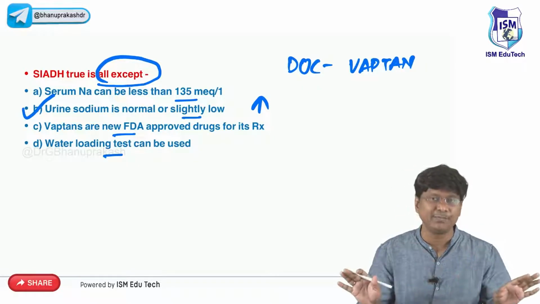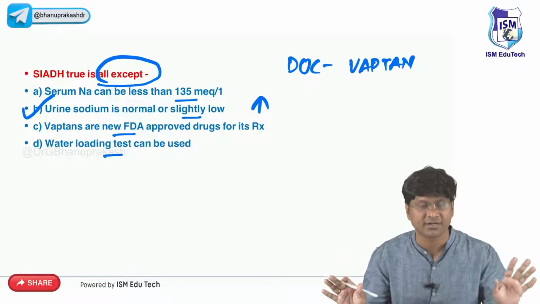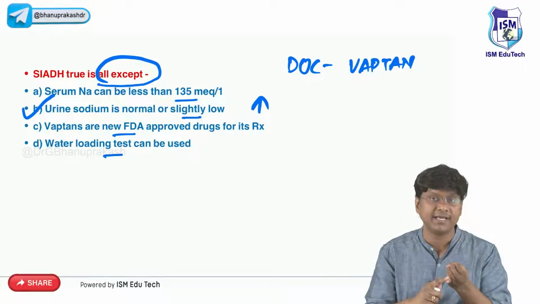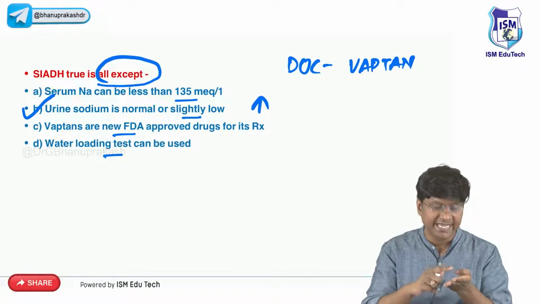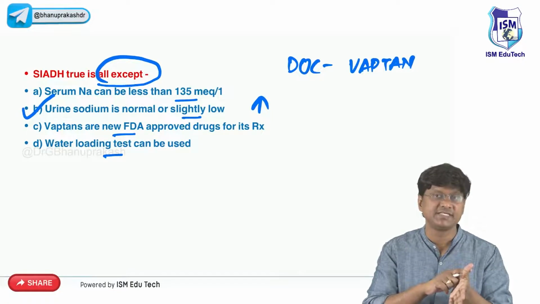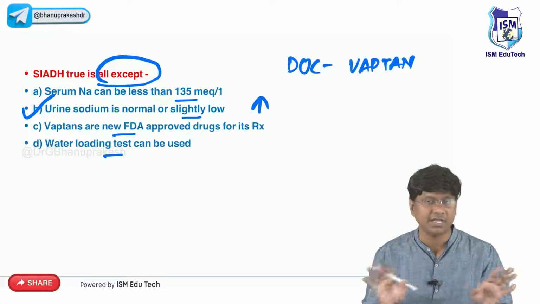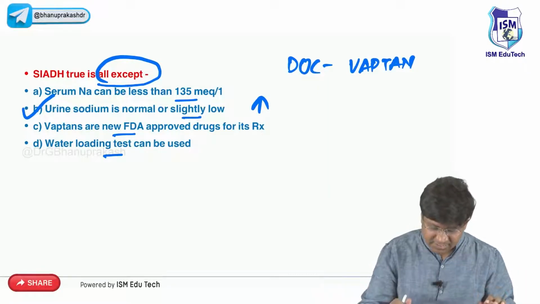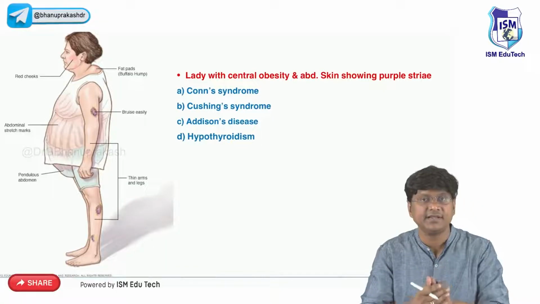Okay, so this completes your pituitary disorder quick revision. Acromegaly, pituitary tumor, prolactinoma, hypopituitarism, diabetes insipidus, SIADH. All these are done. Now we'll move on to the adrenal gland disorders.